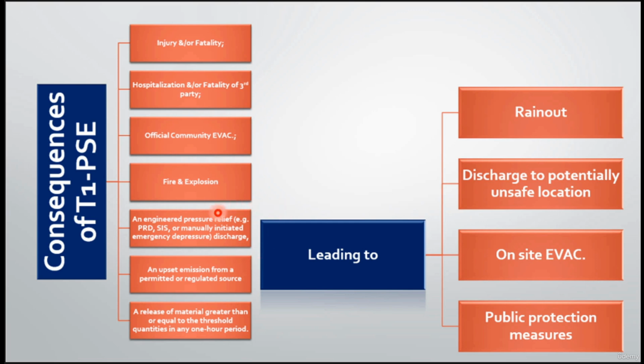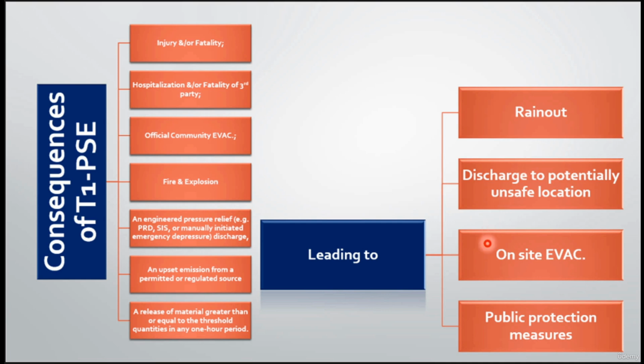Regarding number 5 and number 6, there will be other consequences resulting from them. And the consequences will be, number A, we will have rainout. And what is the definition of rainout? The rainout can be defined as a two-phase relief with vapor and liquid. The vapor will be relieved through a vent or relief device, dispersing in the atmosphere, while the liquid will fall on the ground. Number B will be the discharge to a potentially unsafe location, such as inhabited buildings.